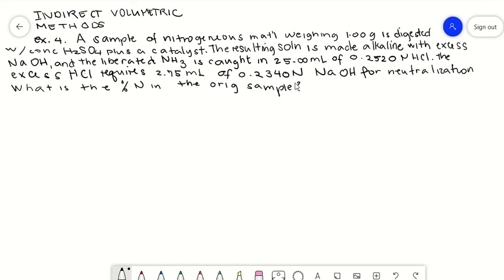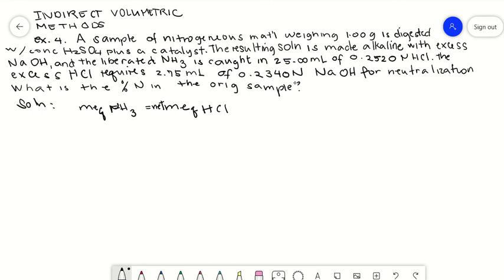First, we're given the normality of HCl. So, milliequivalents now of ammonia. Since we're given the amount of ammonia, how can we determine that? Milliequivalents of ammonia is equal to milliequivalents of HCl. So milliequivalents of the acid is equal to milliequivalents of the base. This milliequivalents of HCl should be the net milliequivalents.